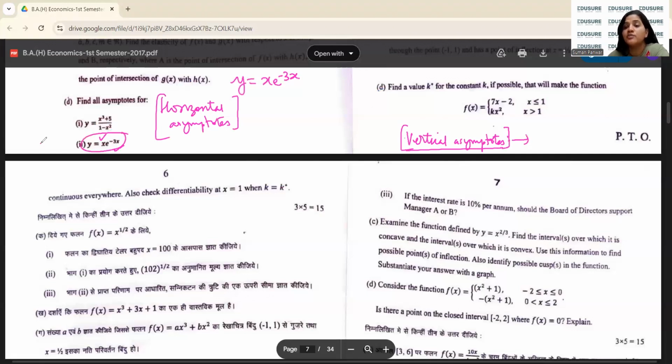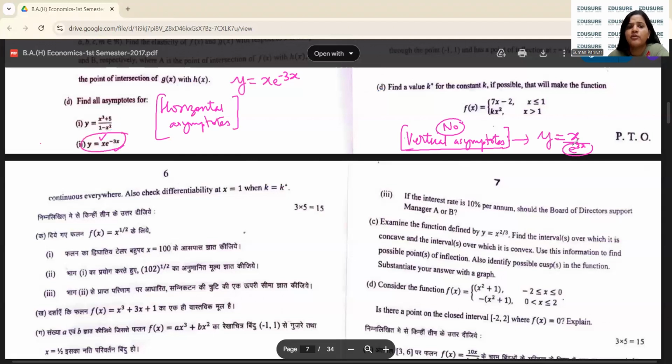Okay. So now what are vertical asymptotes? Vertical asymptotes are those values of x for which y becomes infinite. So we can see that y is equal to x into e power minus 3x. So there is no finite value of x for which y becomes infinite. Whatever finite value of x we are going to take, this expression will always be finite. This will not become infinity because e power 3x is never going to be 0 for any x. So there are no vertical asymptotes.